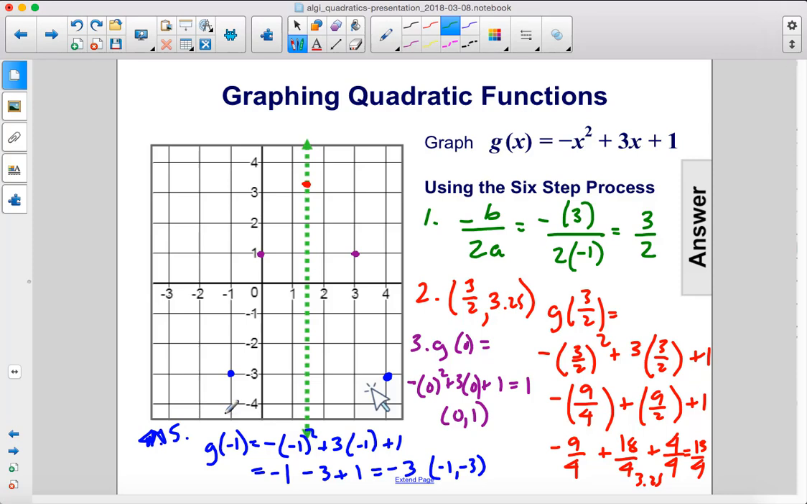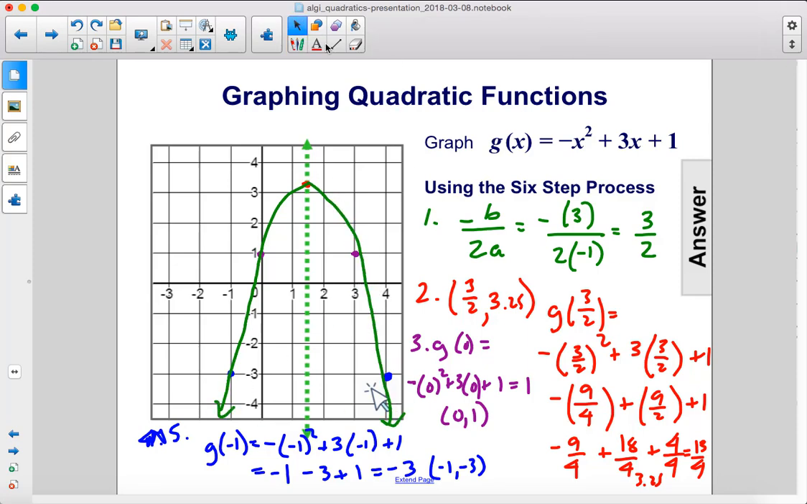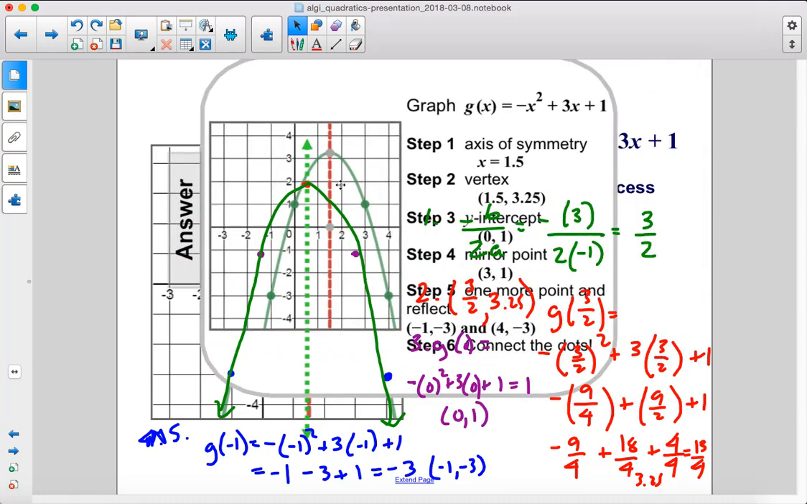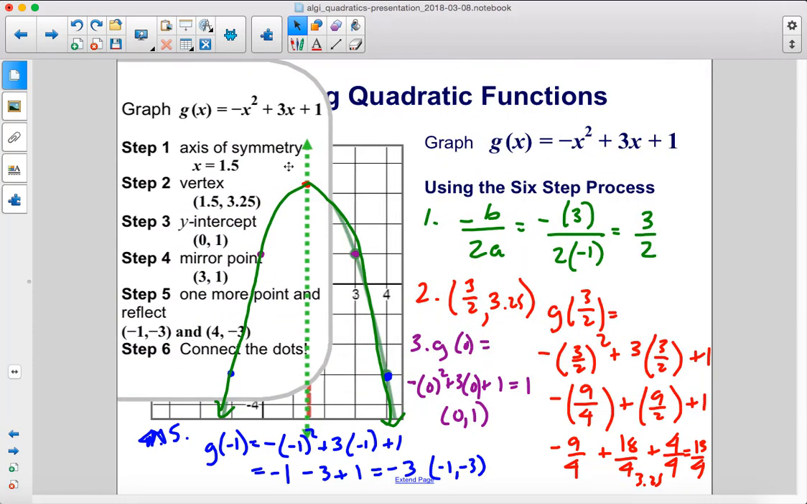So it looks something like, I could do better than that. All right. Something like that. All right, and let's click and see if we're right. Perfect. We have all of our points there.